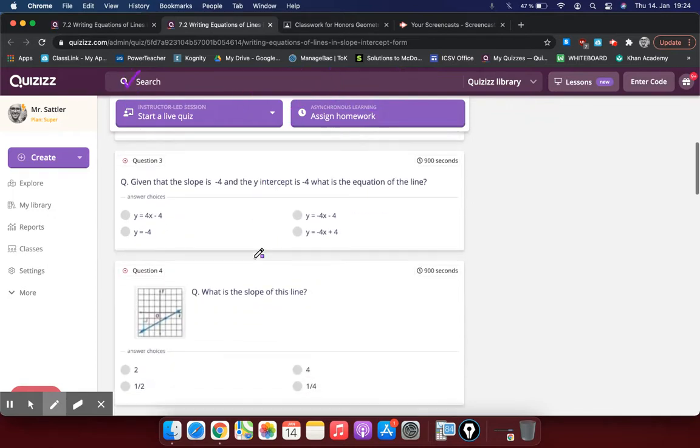Okay, question 3. Again, the same thing. If the slope is -4, then we just have y equals -4 times x, and then plus -4 or just -4. So looks like that's this option.